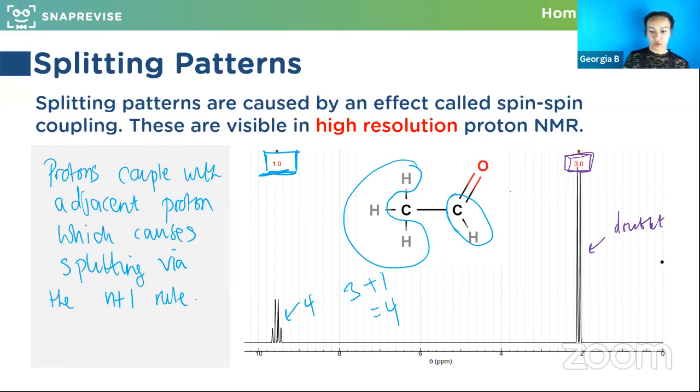What if there's 2 on the left and 2 on the right? You would still add them all up. That's 4 in total. So you would do 4 plus 1, and you would get 5 as your splitting pattern.